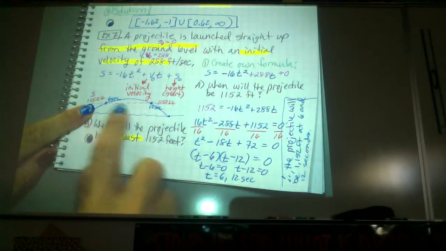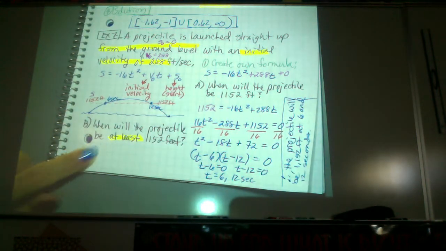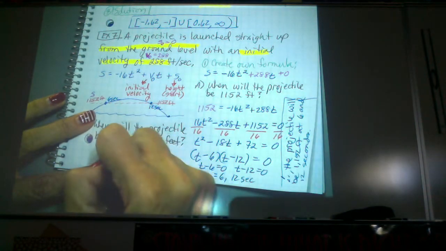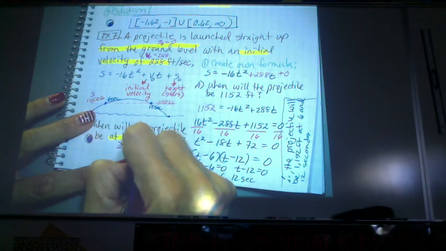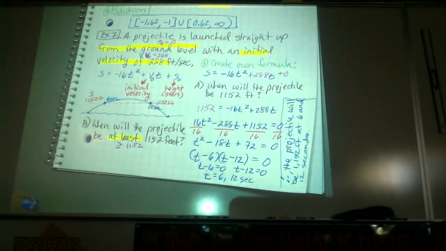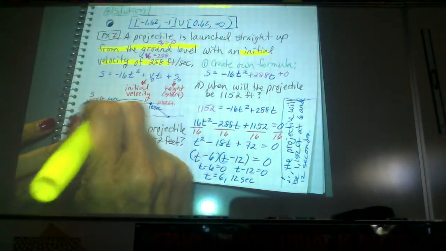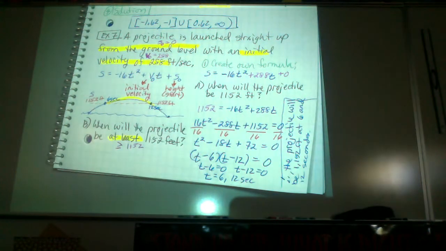So this is my minimum line right here. That means I'm going to go greater than. So I can go greater than or equal to 1152. That's what that's telling me. So what part of this graph is greater than 1152? Is it the outsides or the inside? It's this inside from here to here. So that's an interval, right, from 6 to 12 seconds.